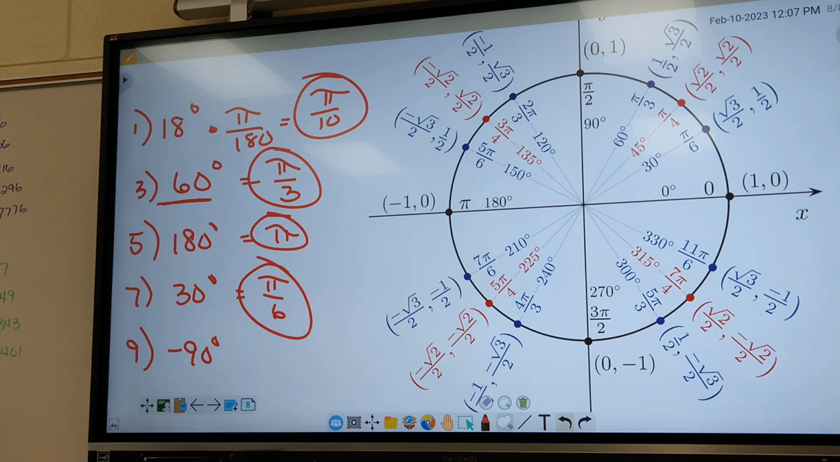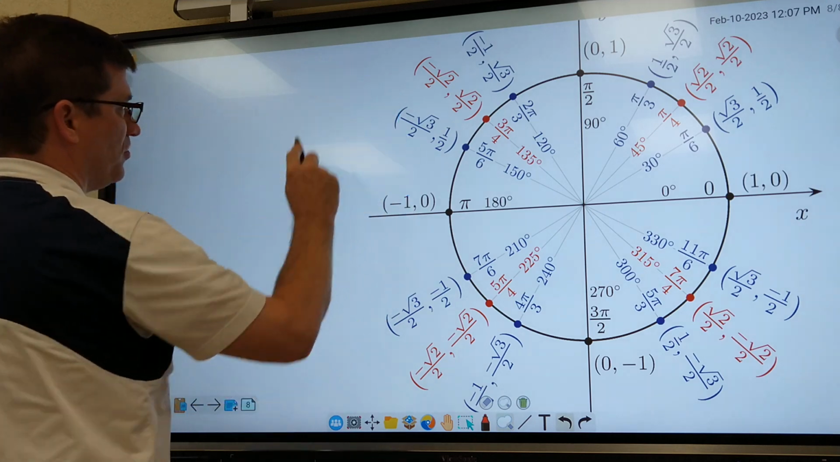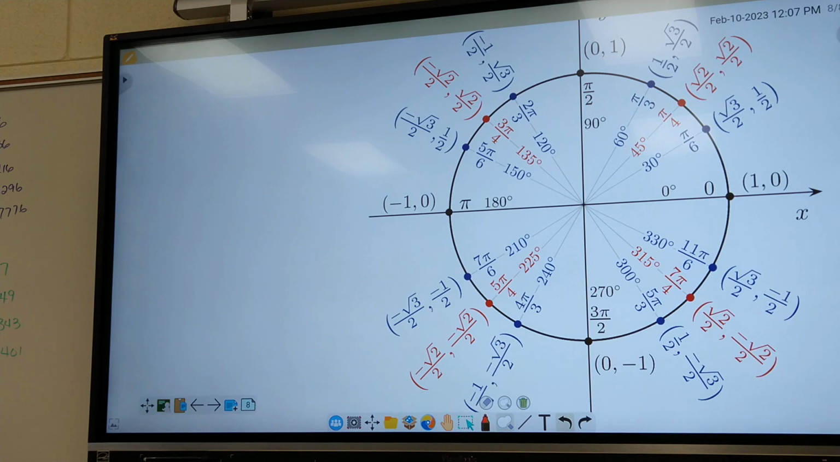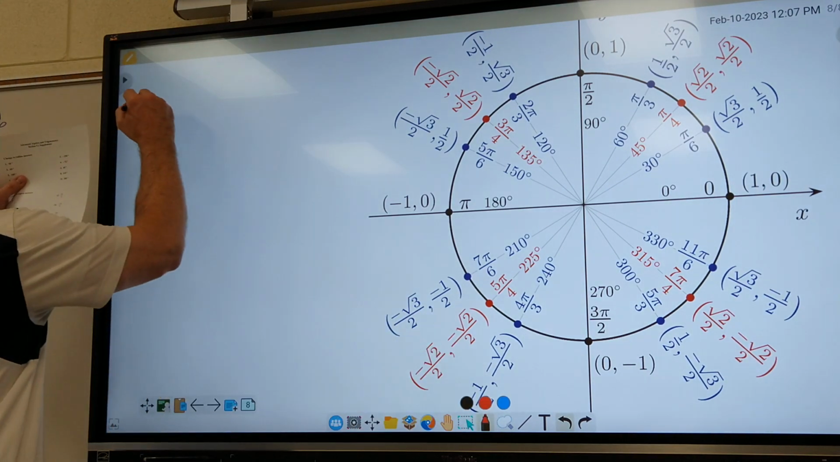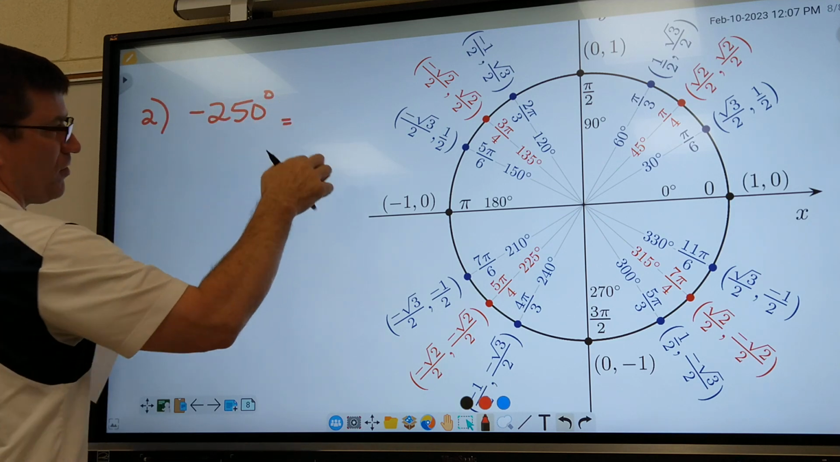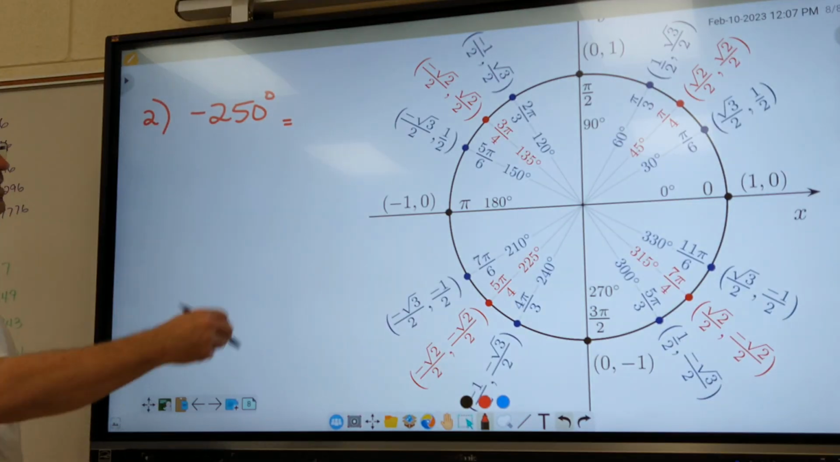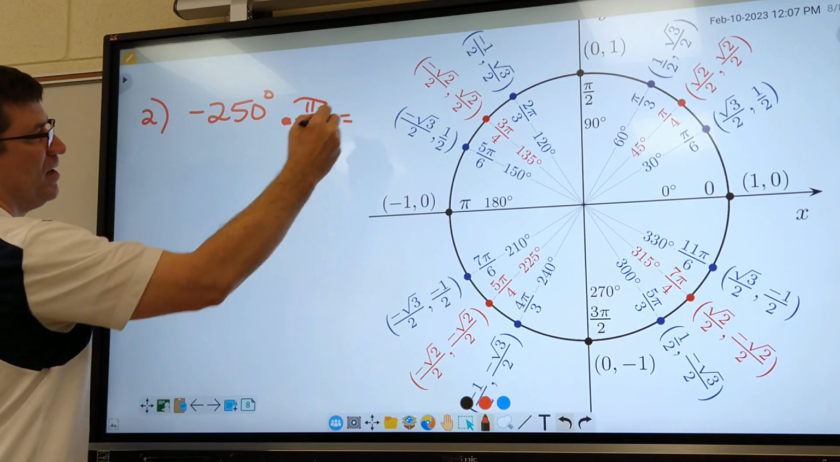All right, so let's do the right column. You might not even need my help doing the right column, would you? Look at them. I'm not getting the negative. All right, let's do number 2. Negative 250 degrees. Now, that's not on your circle anywhere, right? Nope. So what do we have to do if we want to make it a radian? Times it by pi over 180 and get me an answer.